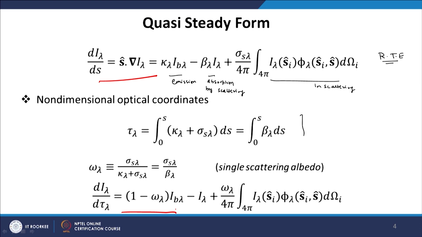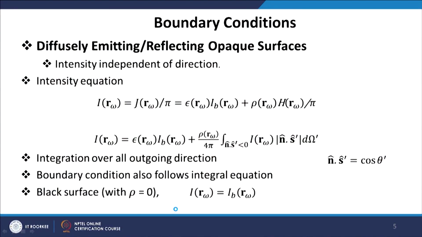So, this is the non-dimensional form of the RTE. Now, boundary conditions for this equation. This is a first order differential equation, so we need to specify one boundary condition, and this boundary condition we can define for various types of surfaces.